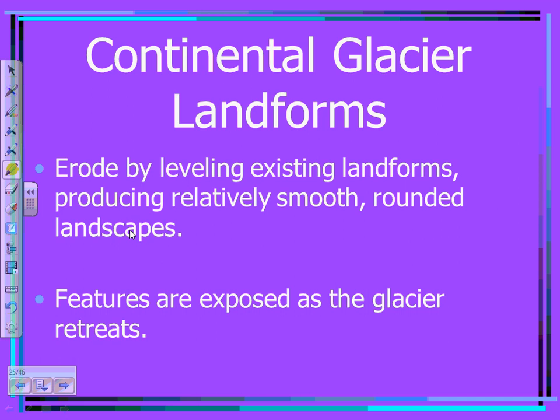Continental glacier landforms erode by leveling existing landforms, and they produce relatively smooth, rounded landscapes. You've got to think that a continental glacier, as the term implies, is a lot bigger, covering an entire landmass instead of just one valley. The features are exposed as the glacier retreats, because you can't see the underlying features until the ice melts away.